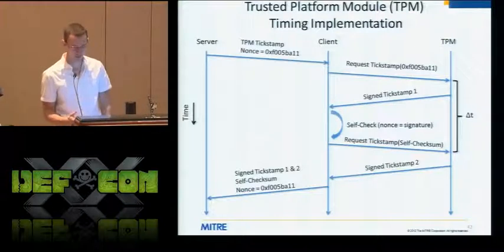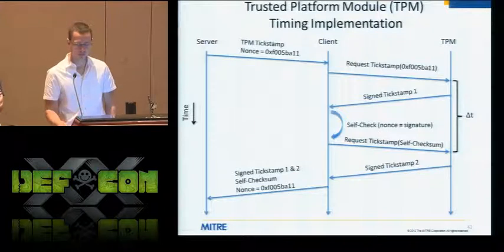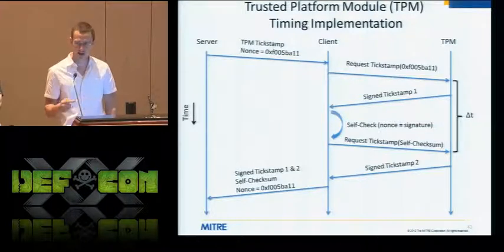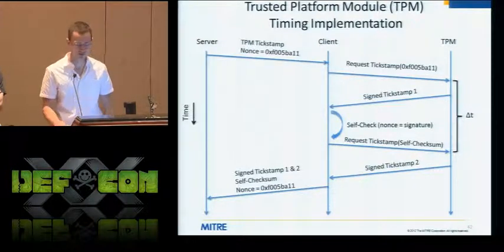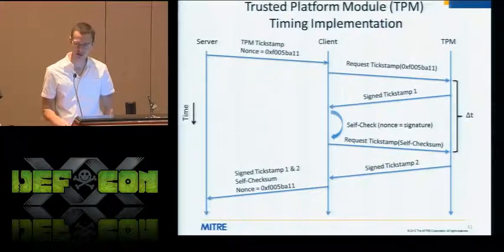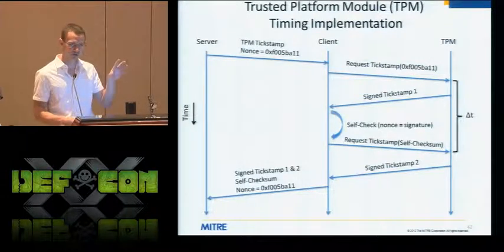So the way this system works is it's very much the same. A nonce comes into the client. The client, before it calculates a self-checksum, does a tick stamp, which is asking the TPM, okay, give me a signed current time value. Then it incorporates bits from that signature as its nonce, just to avoid some possible attacks there. And then it calculates a self-checksum with that as a nonce. And then when it's done, it asks the TPM one more time, okay, sign me the time. And that way we have the signed time for the beginning of the checksum and the end.